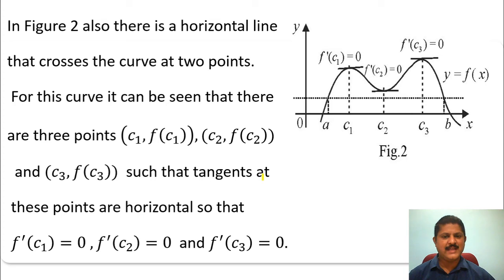The tangents at these points are horizontal, so f dash of c1 equals 0, f dash of c2 equals 0, f dash of c3 equals 0. Here, f dash of c1 equals 0 means the tangent is parallel to the x-axis. Here also, and here also, same. Therefore, this is the geometrical interpretation of Rolle's theorem.